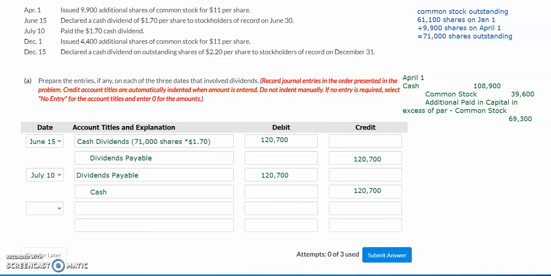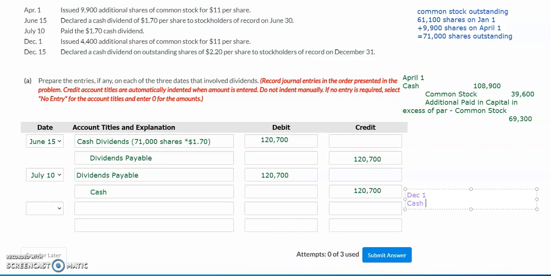All right, so now we're going to be recording December 1st. And even though it's not part of the problem, it's good just to refresh our memory on the journal entry for recording the issuance of common stock. Include a little text box here. All right, so this is on December 1st.